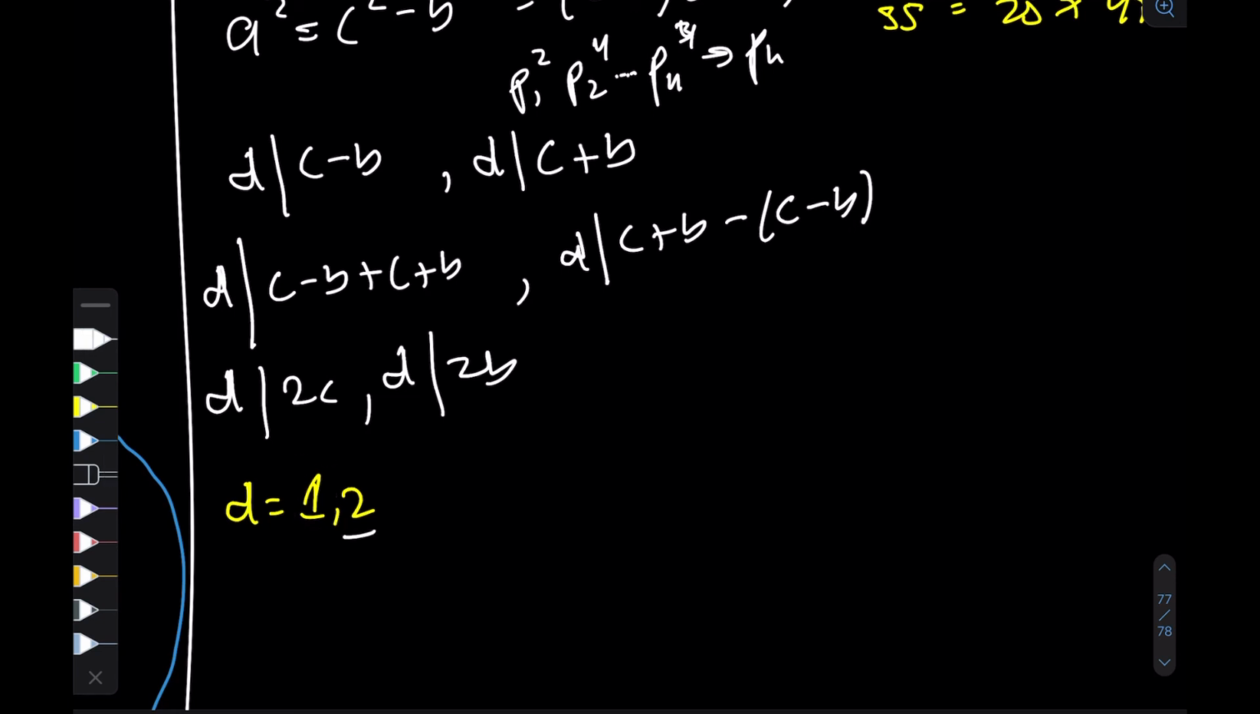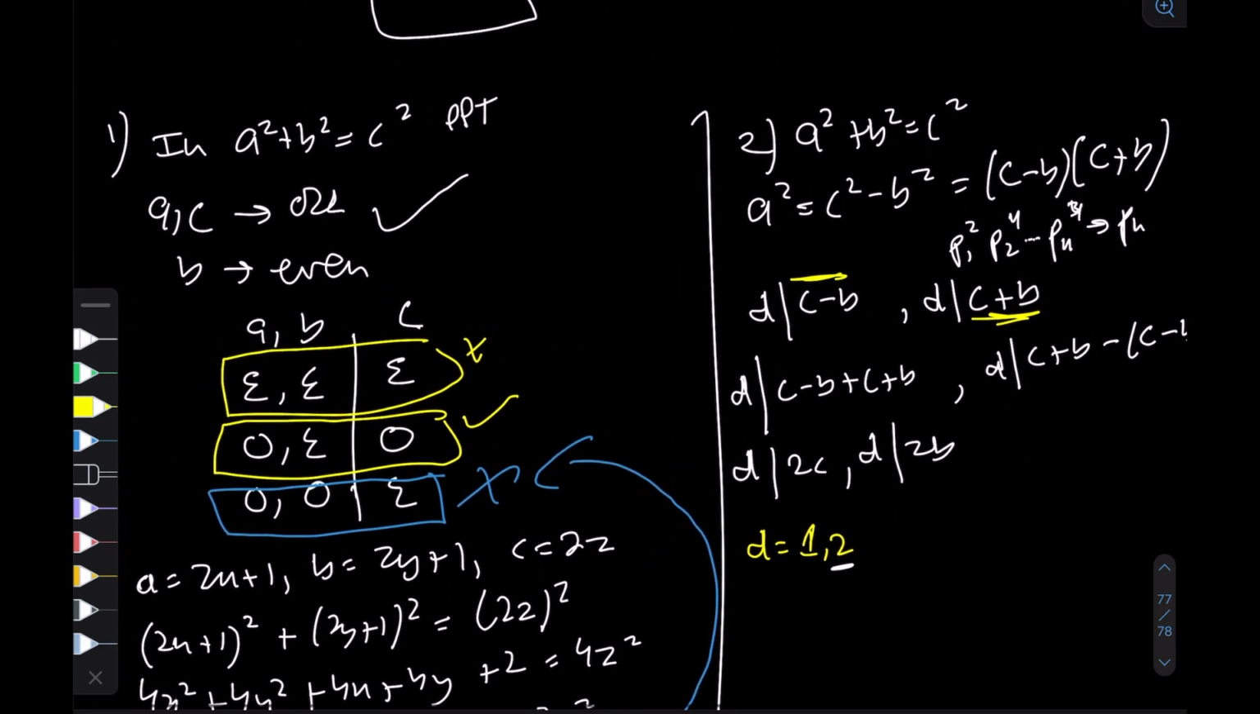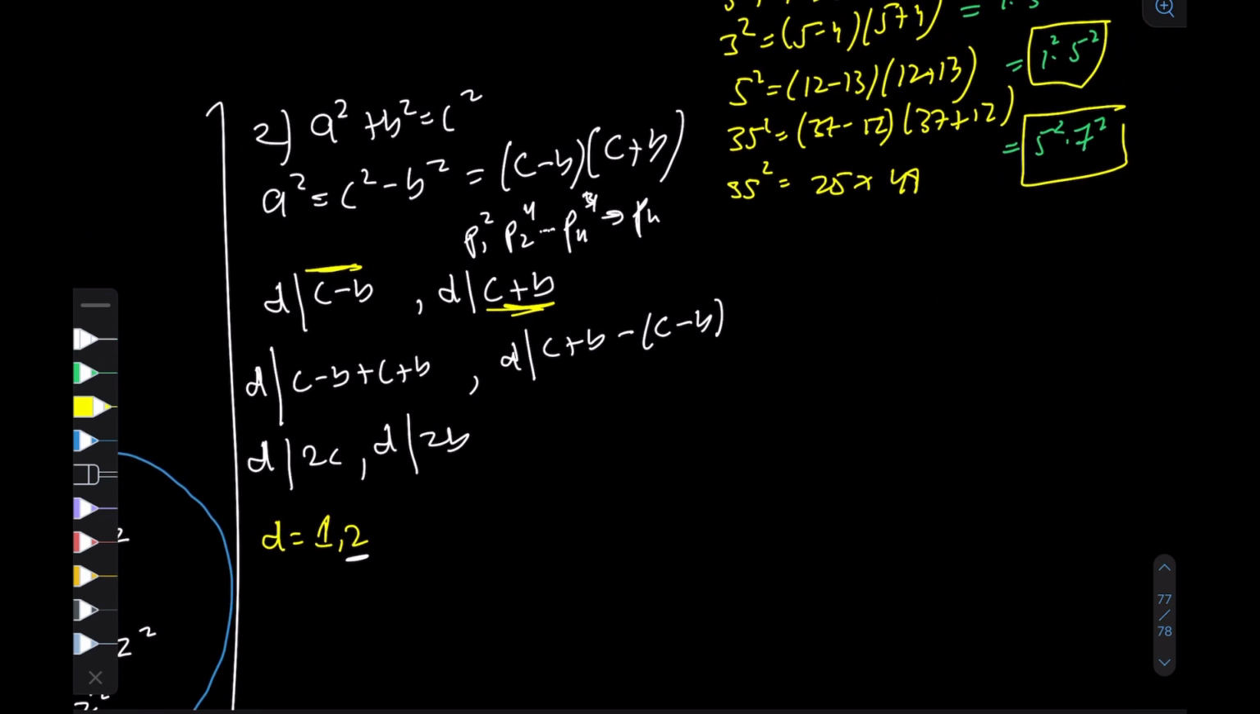I need to show you right now that d cannot be 2 actually. And that is actually very easy to see, because if d is 2, that would mean that c minus b is an even number, and that c plus b is an even number. But that cannot be true, because in the first thing that we saw, c is odd and b is even. So even minus odd is of course odd, and even plus odd is of course odd. So they cannot really be even, and hence they do not have anything in common, and hence c minus b is a whole square and c plus b is a whole square.